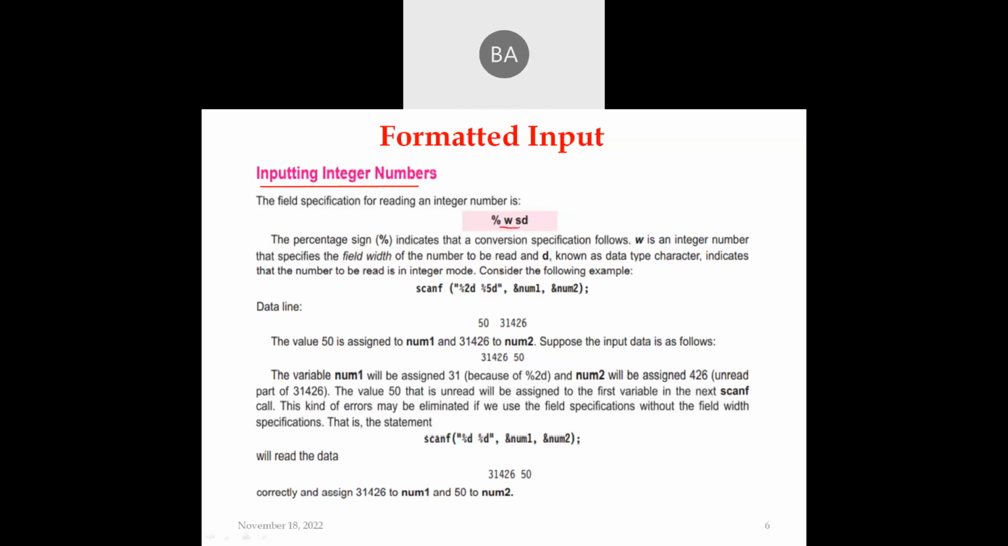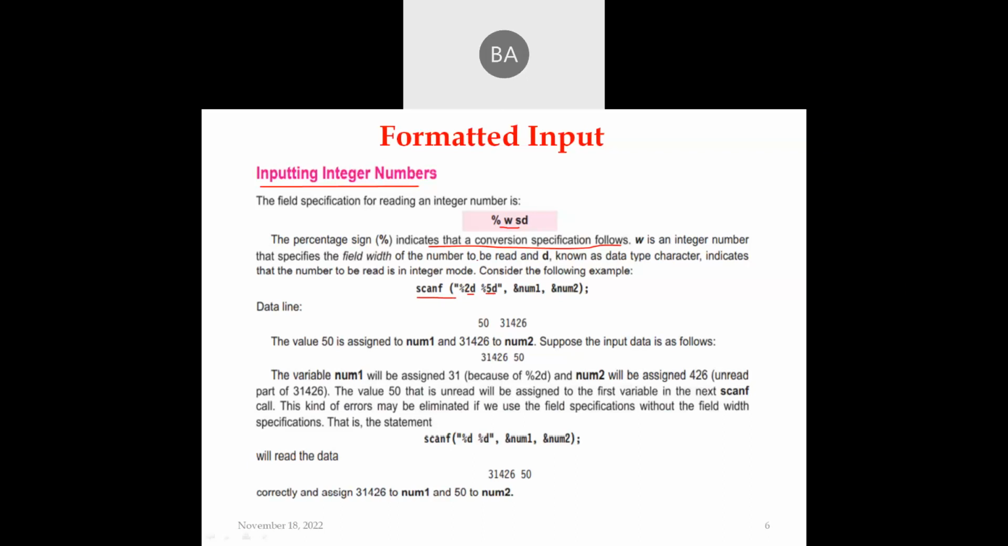So percentage indicates that it is a conversion specification. w is an integer number that specifies the field width to be read, and d is known as a data type, indicating that the number to be read is an integer mode. Okay, so for example, consider the following example: scanf percentage 2d, percentage 5d, like that we have given here.